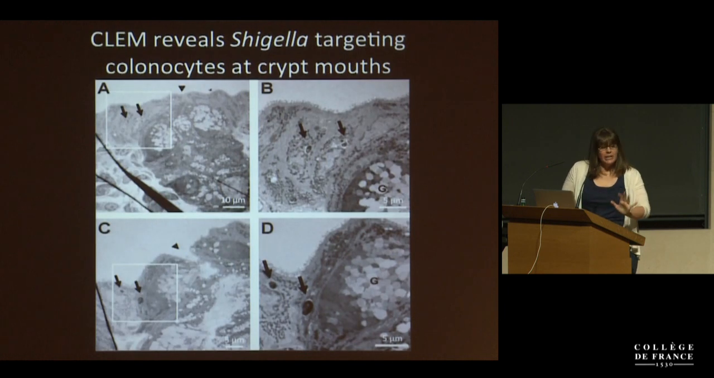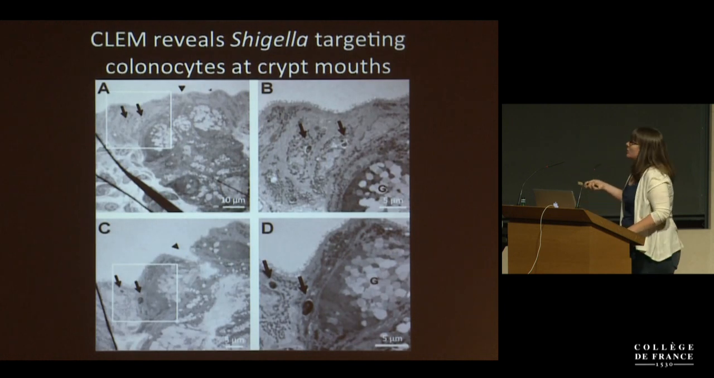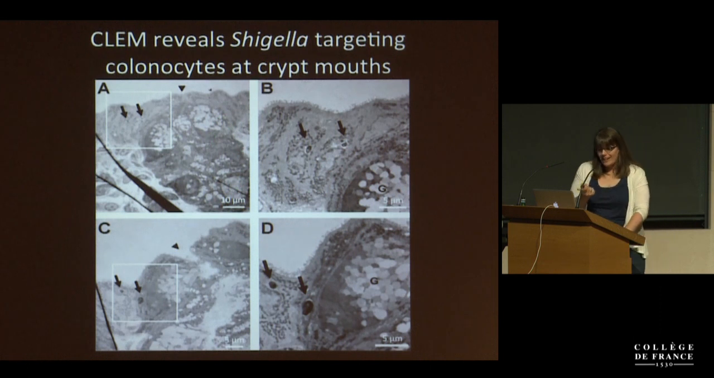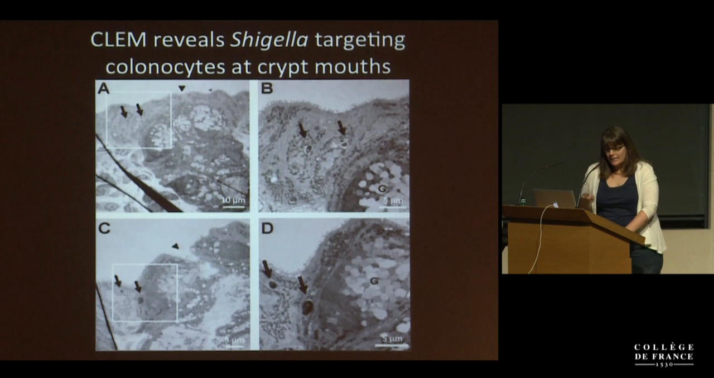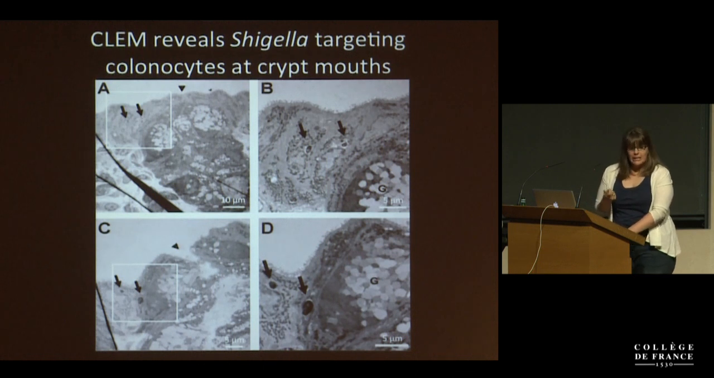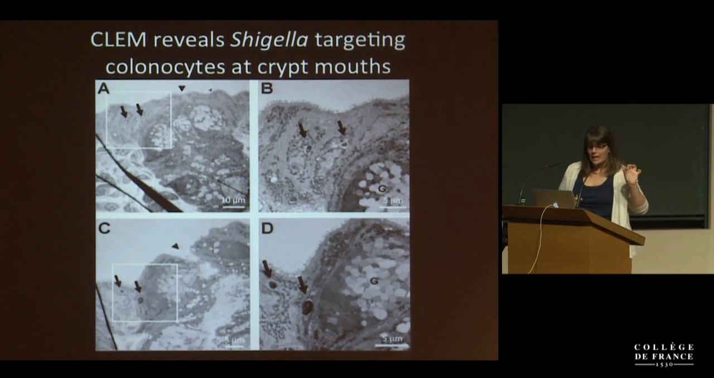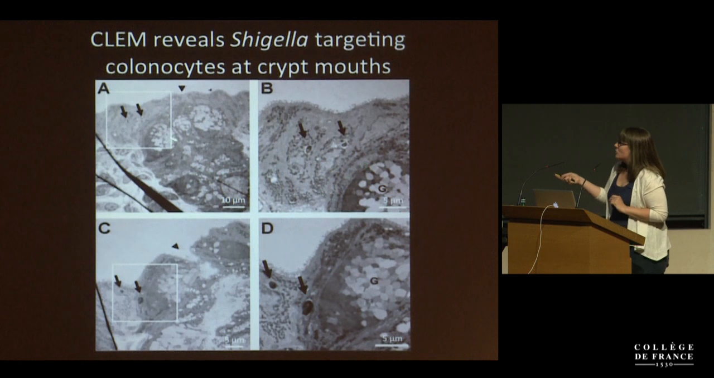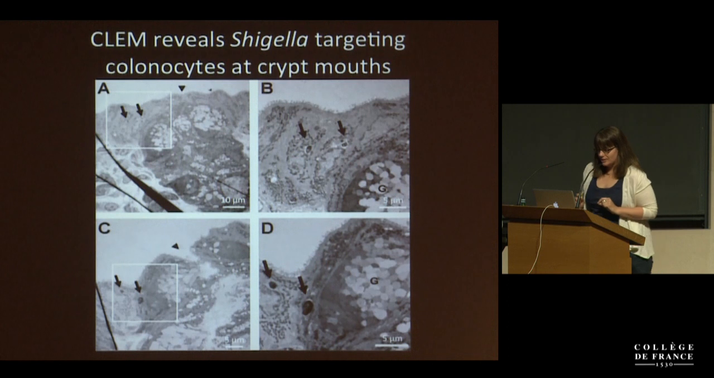If we zoom in on those images, we could see that Shigella, in fact, were found at the same exact distances that we had measured with the kinetic analysis. In addition, the CLEM technique revealed that Shigella were found primarily within colonocytes at the mouth of crypts. We could see them associated with crypts due to their proximity to goblet cells. So you can see the goblet cells here. And again, this is another example where you see Shigella primarily within colonocytes.